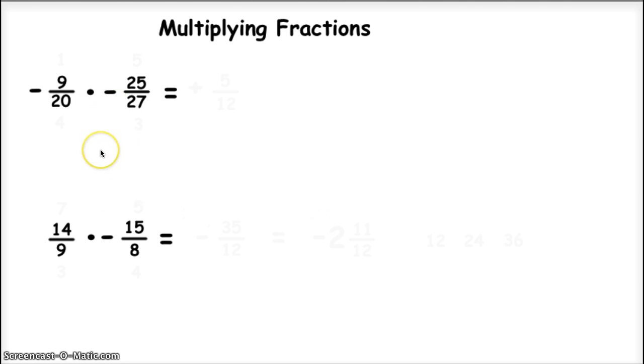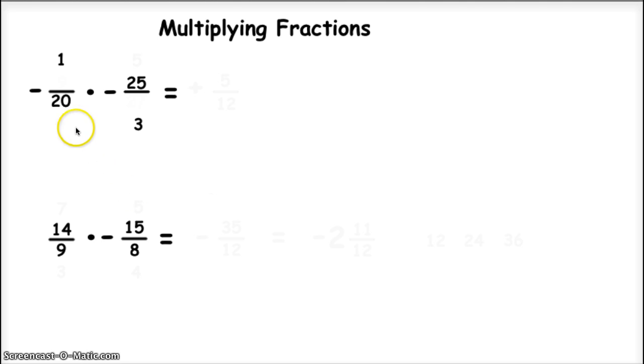So what I do to reduce these is I look for pairs of numbers, but the pairs have to be specific. One of the numbers has to be on top and the other number has to be on bottom. If I look at my 9 and my 27, both 9 and 27 are divisible by 9. So I'm going to take 9 and 27 and divide those both by 9 and replace them. 9 divided by 9 is going to be 1, and 27 divided by 9 is going to be 3.